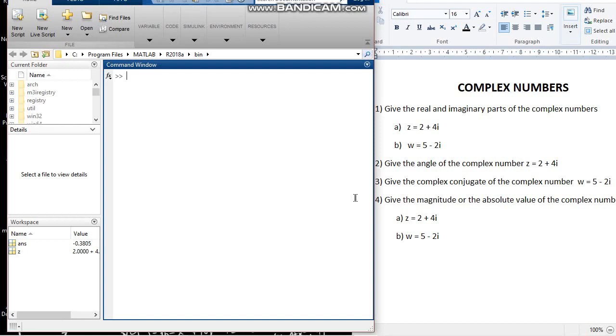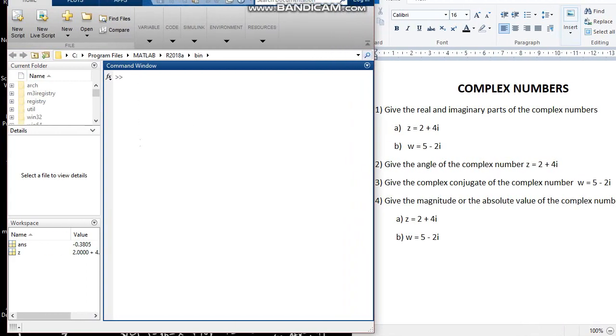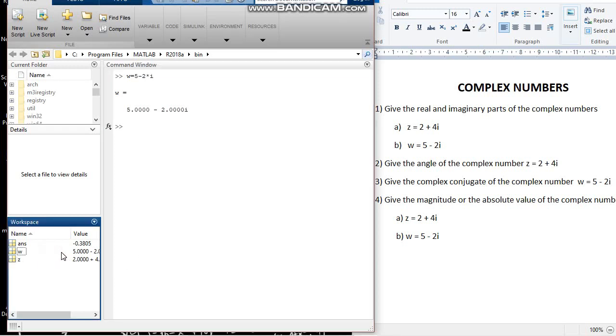Okay, so here we have been asked to find the complex conjugate of the complex number w, which is 5 minus 2i. We have not yet stored our w in our workspace, so let us declare w as 5 minus 2 times i. If we hit enter, we notice that w has been stored in the workspace.